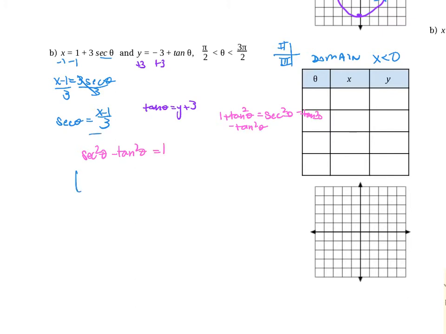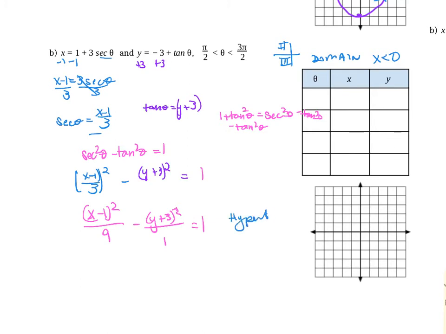So secant, we know it's (x minus 1) over 3, squared, minus tangent, which is (y plus 3), squared, and that equals 1. To simplify this a little bit, we have (x minus 1) squared over 9 minus (y plus 3) squared over 1 equals 1. So this is subtracting, and so what are we looking at? We're looking at a hyperbola.